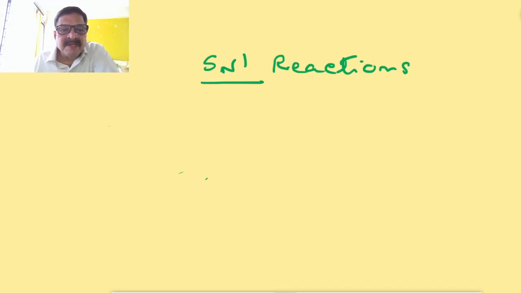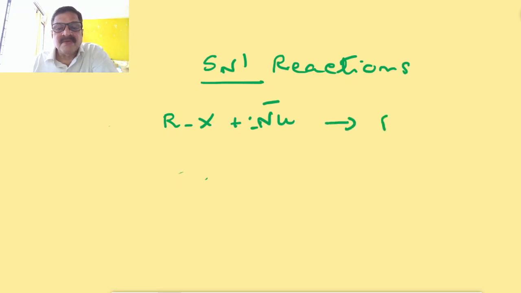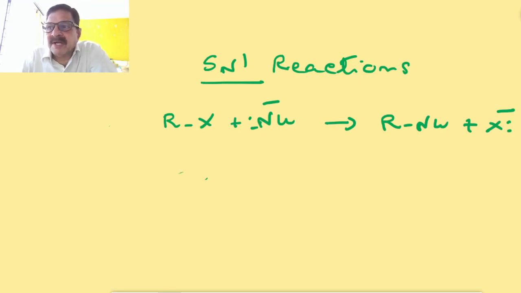So in a general nucleophilic substitution reaction, say for example, RX, an alkyl halide, is reacting with a nucleophile. This is giving you R-Nu plus X minus. So X minus is the leaving group. RX is an alkyl halide containing a halogen atom bonded to a carbon atom.